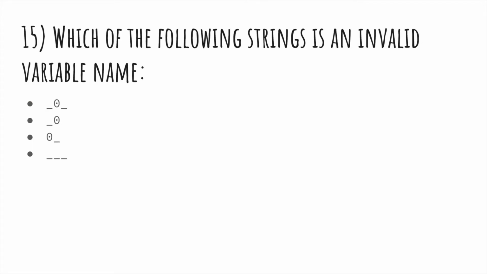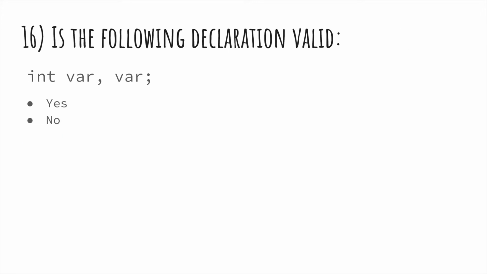Which of the following is an invalid variable name? Well, underscores are fine, but remember you cannot have a variable with a leading number. So 0 underscore is incorrect. Is this valid? Well, you cannot have two variables with the same name. Here it says create an integer called variable and create another integer called variable, so this is not valid.